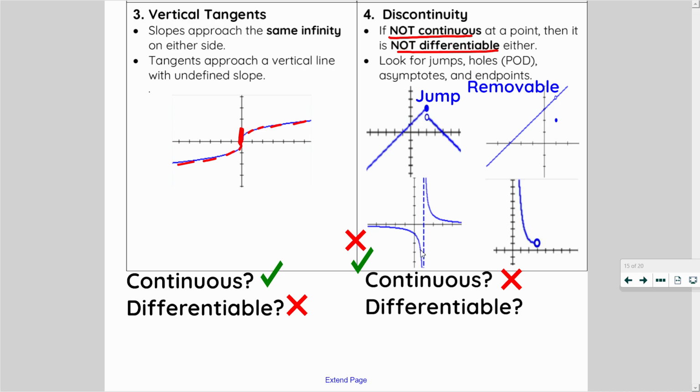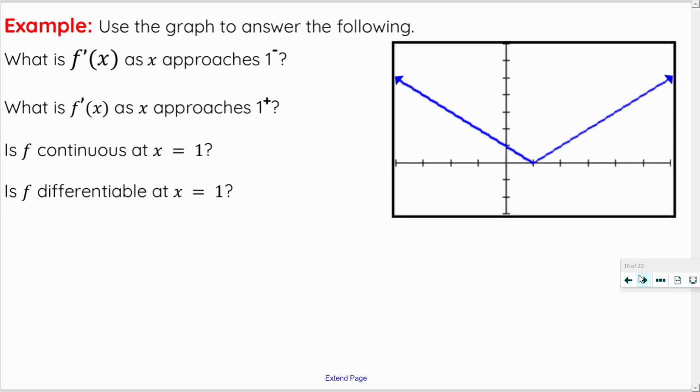Over here, the function does not exist because there is a vertical asymptote. These are not continuous because they are infinite discontinuities. And then over here, the last one is not continuous at this point because it is an endpoint, so there is no limit on the other side. Right away, if it's not continuous, I know it is not differentiable. So those are the different places where derivatives fail to exist. Let's look at an example.